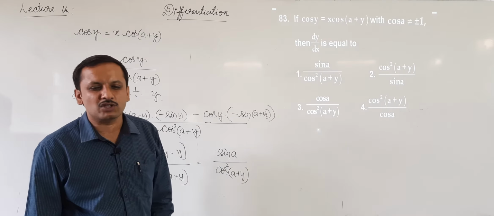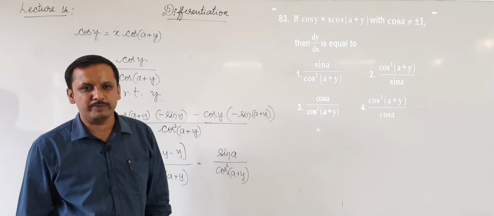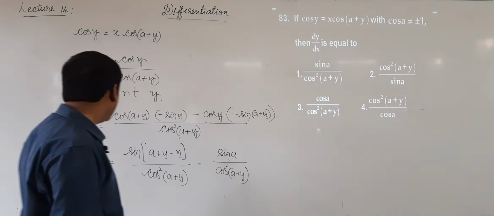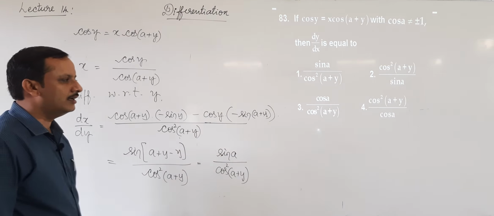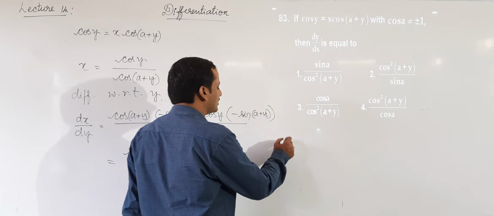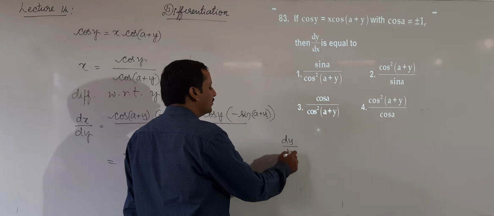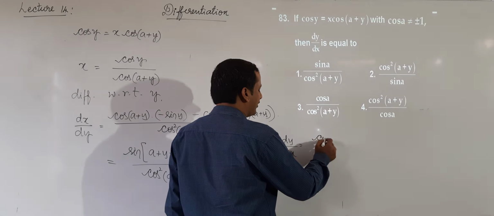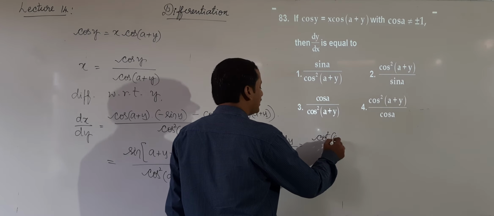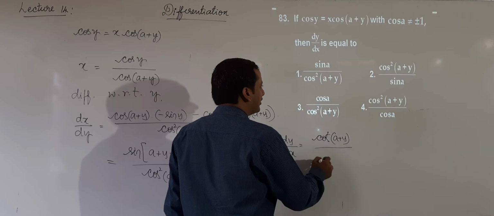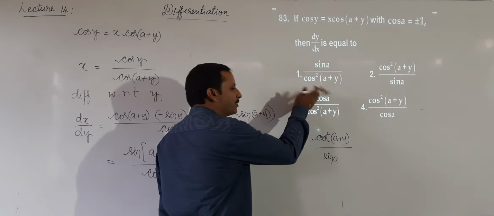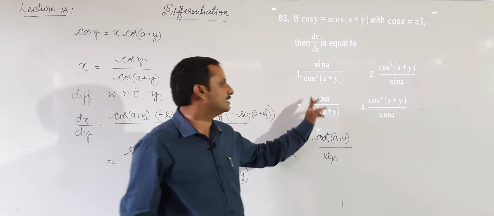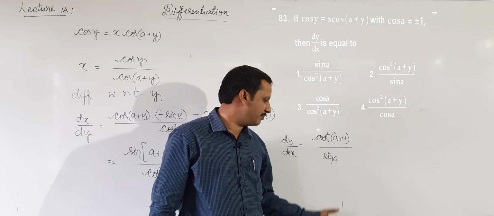If you think the first option is the right answer, you are wrong, because what we have found out is dx by dy, but the question is to find out dy by dx. So at the end what should we do? You should take its reciprocal. When I take its reciprocal, I am going to get cos square(a plus y) divided by sin a. So its reciprocal is the answer.